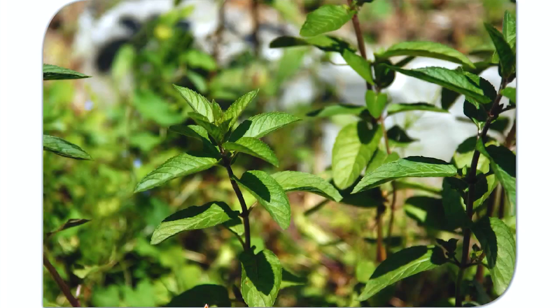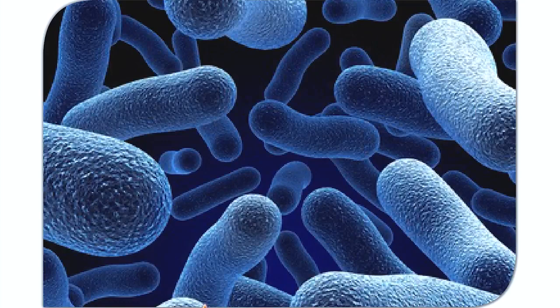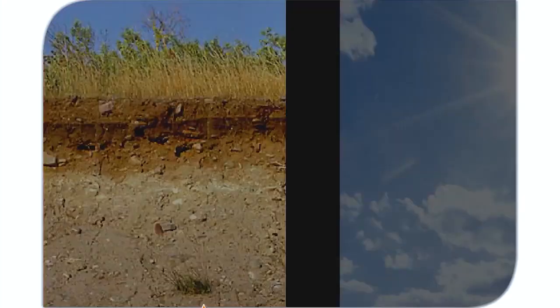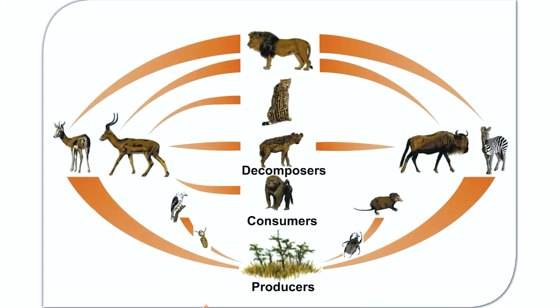The living things like plants, animals, and microorganisms constitute the biotic components. The non-living things like air, water, soil, sunlight, temperature, etc. constitute the abiotic components. The biotic components are divided into three groups: producers, consumers, and decomposers.